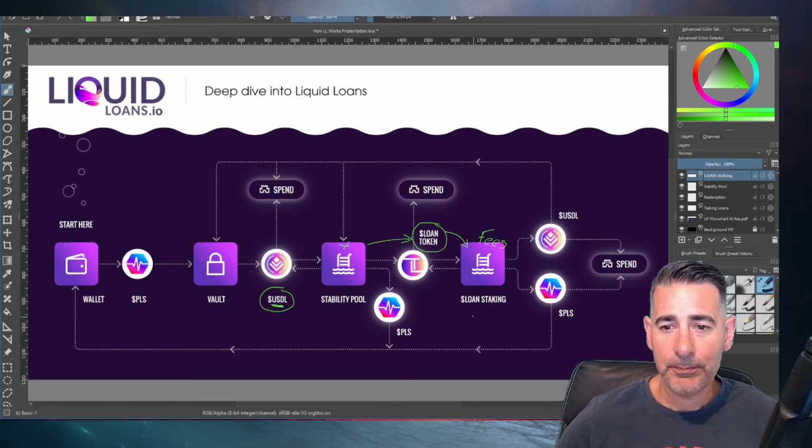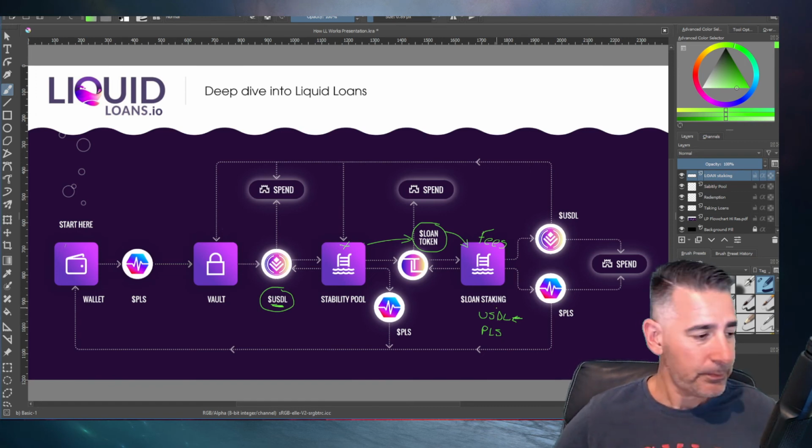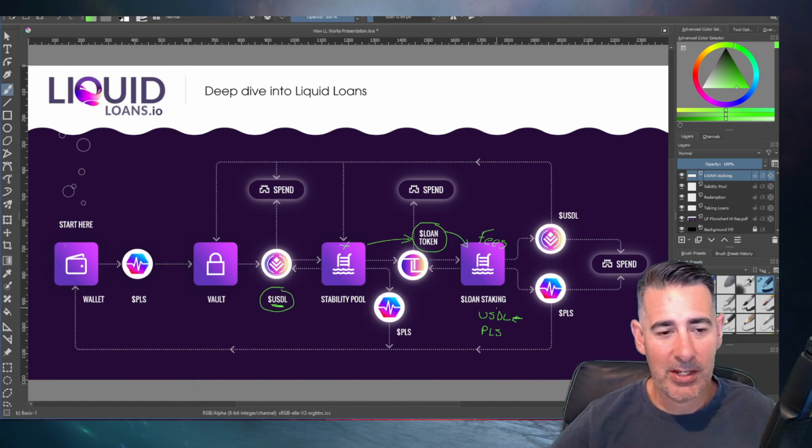Now, what do you get? In return for staking the loan token, you will get USDL, and to a lesser extent, you'll get Pulse. But the primary thing you'll get paid out in is USDL. So you get issued the fees from people taking loans as USDL to your wallet, or you can claim that. Okay, that's it. Going to keep it really short and sharp.